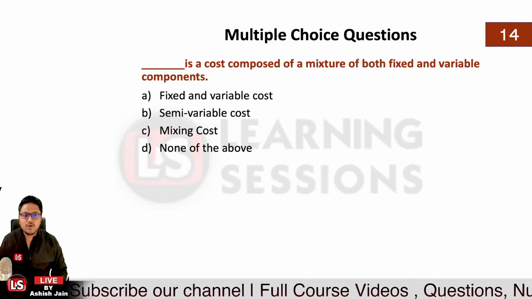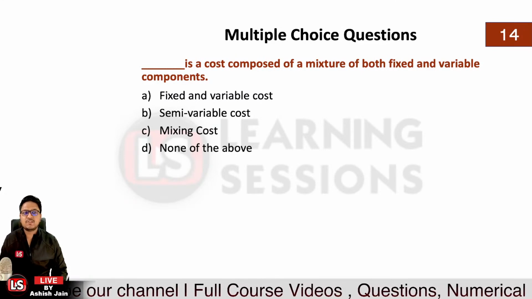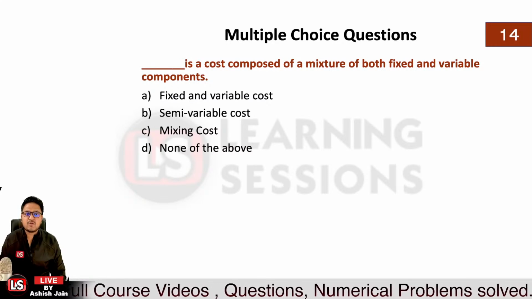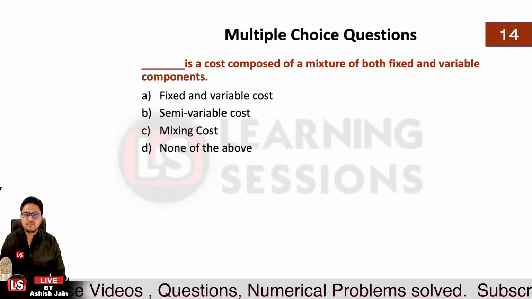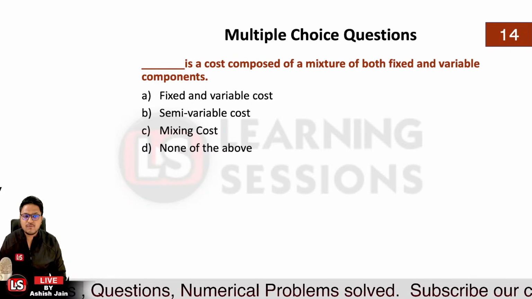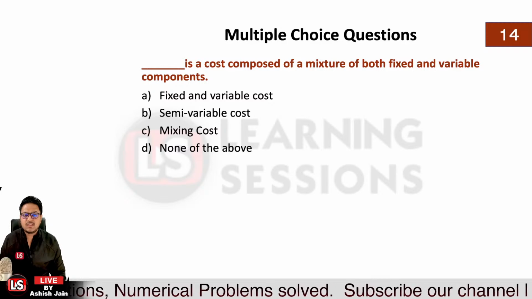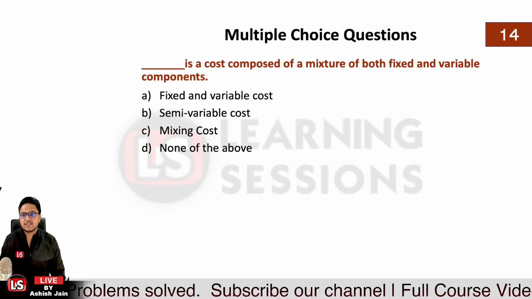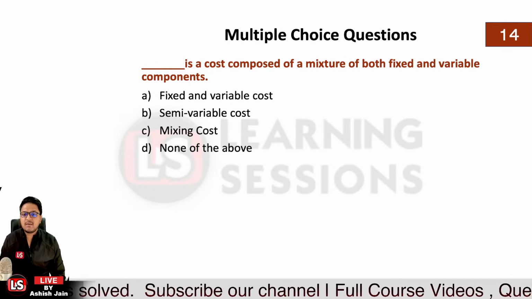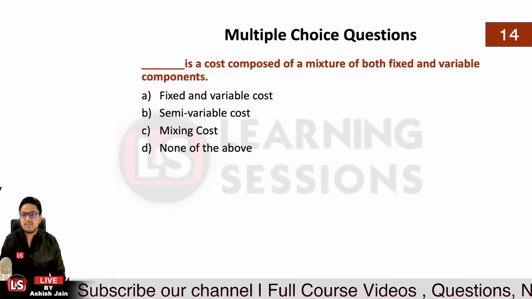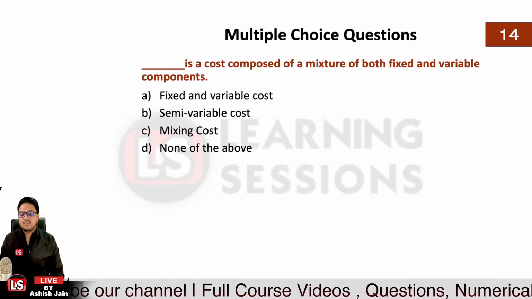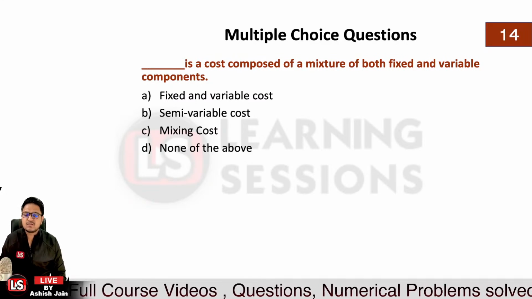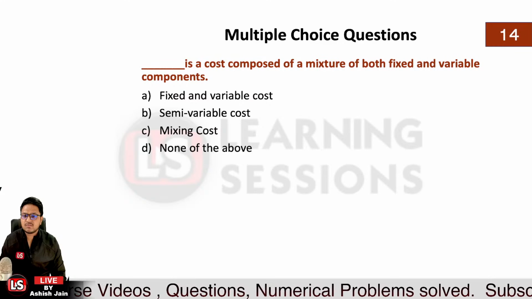Next question says, which of the following is a cost composed of a mixture of both fixed and variable components? Fixed and variable cost, semi-variable cost, mixing cost, none of the above. Which would be the right answer? It is a semi-fixed cost. We basically name it what? It's a mixed cost or semi-fixed cost, isn't it?